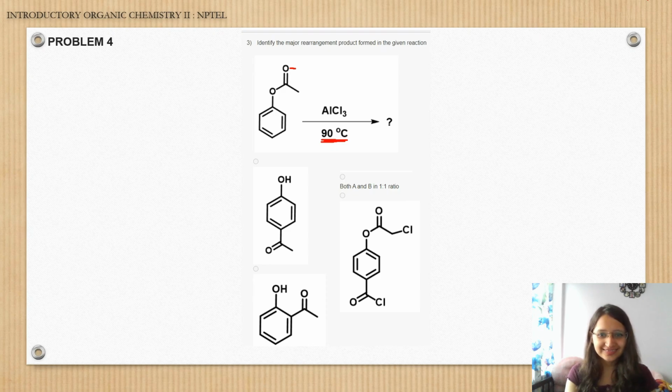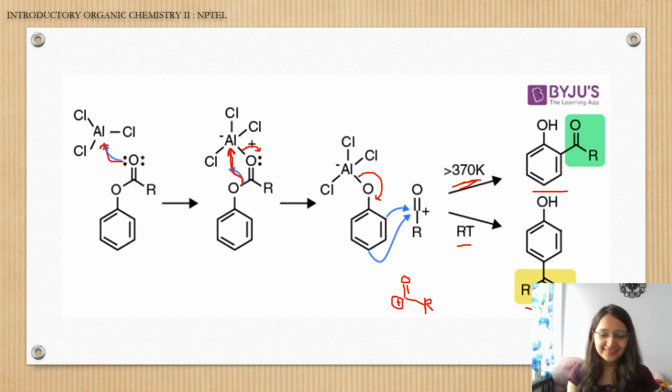Okay. See, what happens there is that at room temperature you are getting the para product formation, and only at a very high temperature are you getting the ortho product. Why is that high temperature needed?